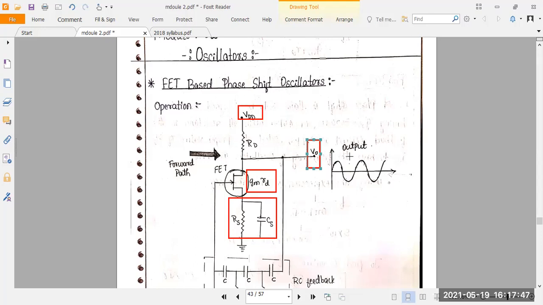There is one more definition for the oscillator: without input, we are generating the AC signal. Remember that an oscillator has no input. Without input we are generating the AC signal. For example, take a function generator. In third semester you have done the lab, right? In the lab there is a function generator. With it we can generate triangular, sine, pulse, and square waveforms. So generating a waveform is nothing but an oscillator.